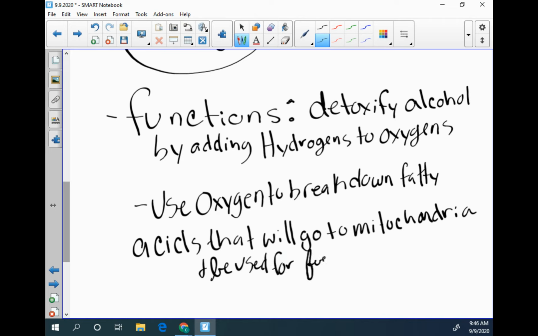So if you don't have enough sugars in your body, if you don't have enough carbs to break down in the mitochondria, the peroxisomes will be like, I'm on it. They'll go grab some fatty acids and they'll use their hydrogen peroxide making powers to break down those fatty acids and send the byproducts to the mitochondria to be used for fuel.